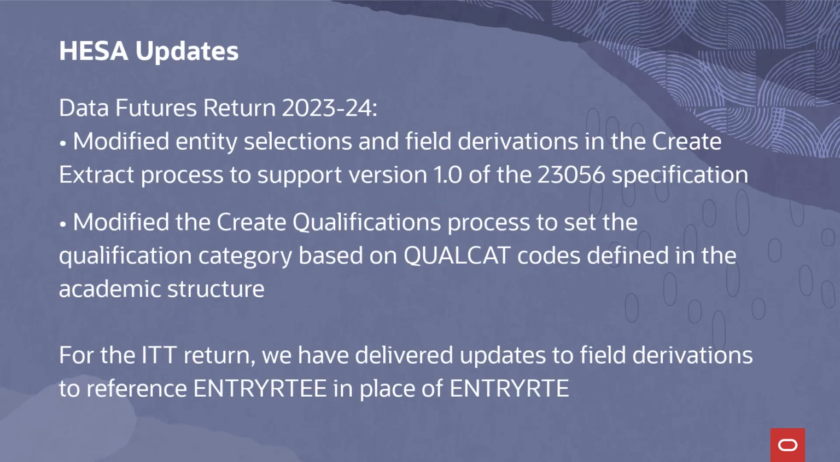For HESA, we've delivered updates for the Data Futures Return 2023-24. Modified entry selections and field derivations in the Create Extract process to support version 1.0 of the 23056 specification. Modified the Create Qualifications process to set the qualification category based on the QualCat codes defined in the academic structure. For the ITT return, we've delivered updates to the field derivations to reference ENTRY-RTEE in place of ENTRY-RTE.